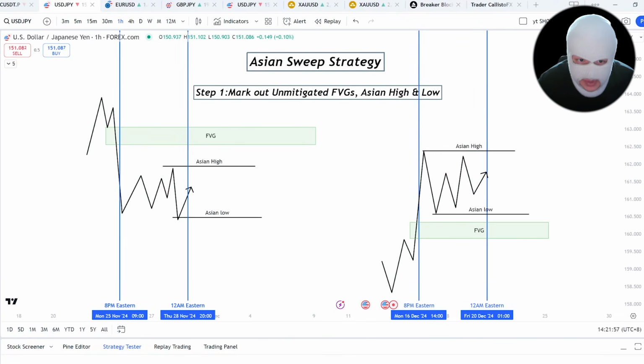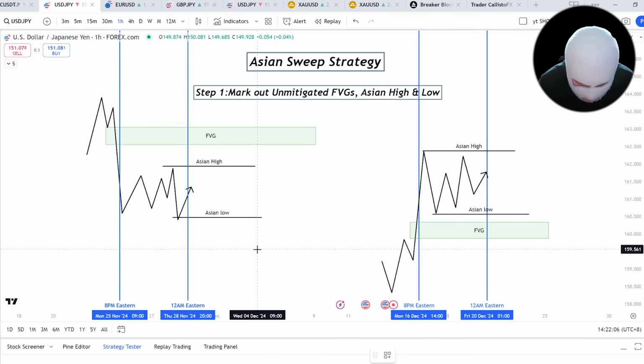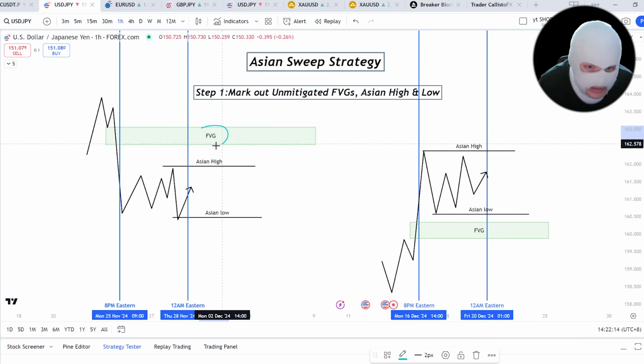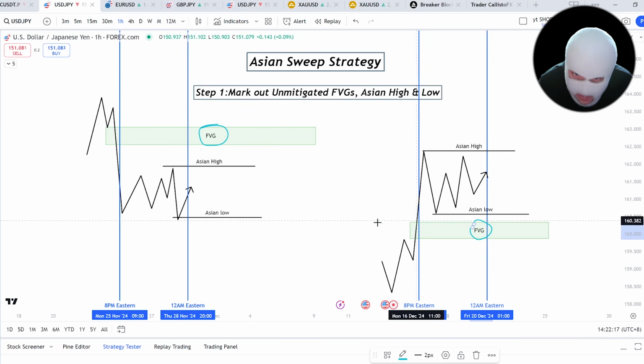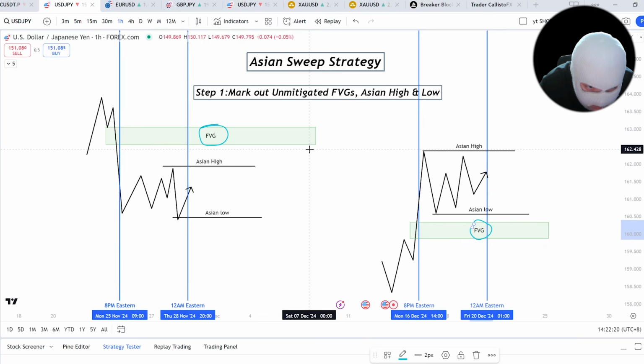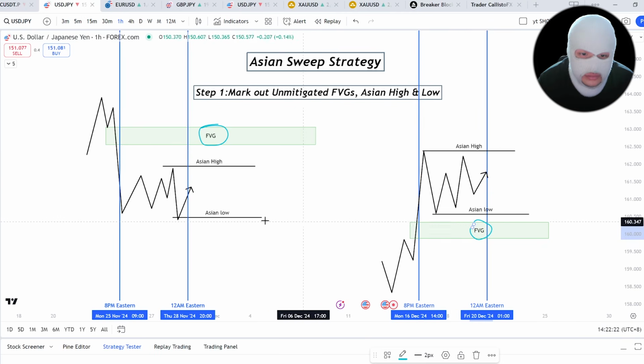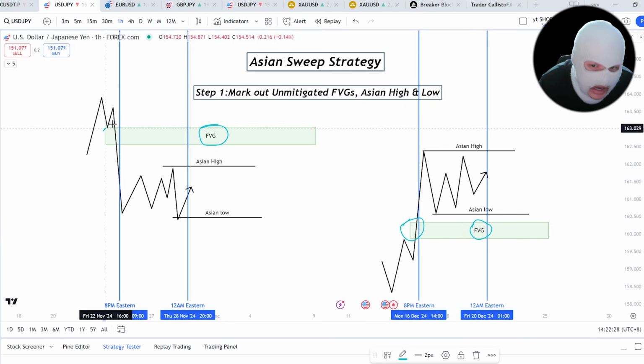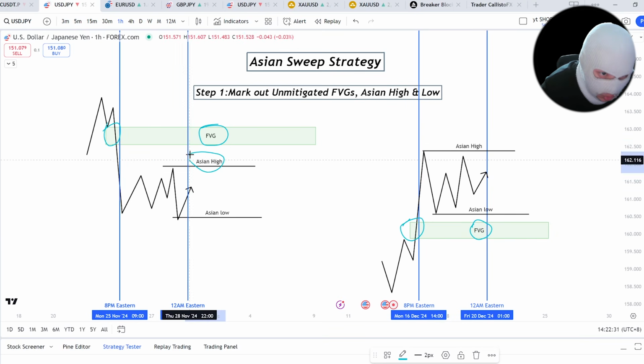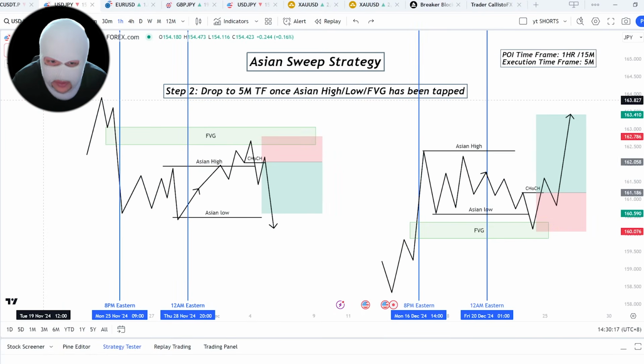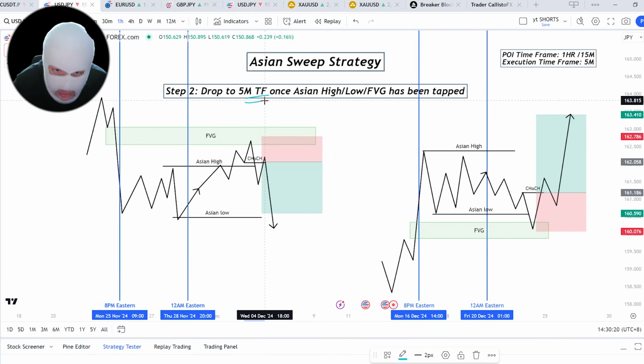Now that you understand the concepts, I'm going to give you a 4-step checklist on finding the perfect entries for your trade. Number 1, we are going to use the 1 hour and 15-minute time frames for higher time frame analysis. This is where we mark out the 1 hour and the 15-minute unmitigated fair value gaps, which simply means fair value gaps which have not been tapped before, not tested. Now, we want to see these fair value gaps prior to our Asian range time window and our Asian range high and low. Number 2, we're going to use the 5-minute time frame for our entry execution.